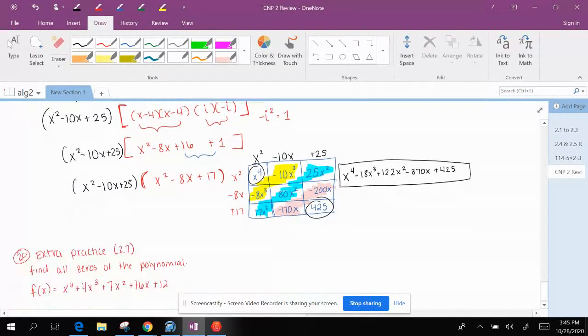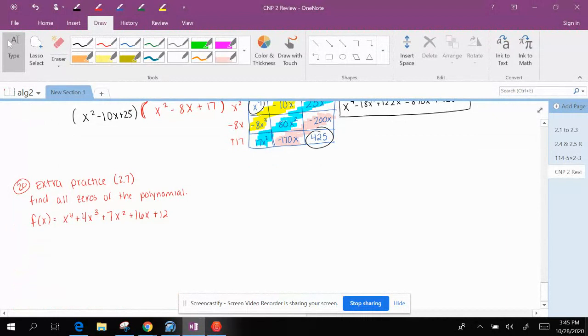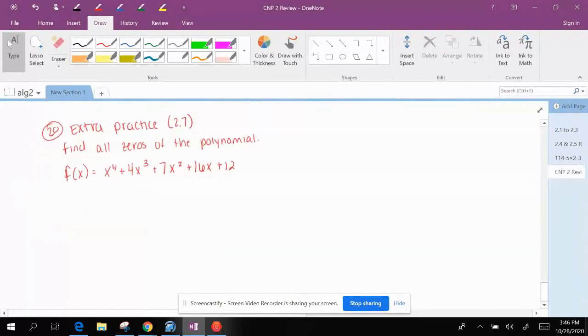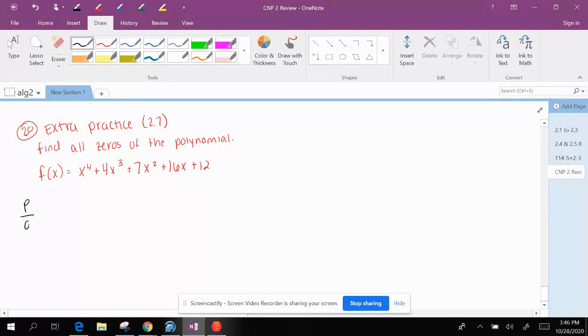All right, now you have this extra practice problem, find all the zeros of the polynomial. I don't even think I did. Oh, I did do some of this one. So I'm going to start solving it with you. List the P's and Q's. 1, 2, 3, 4, 6. So there's a good handful of them.